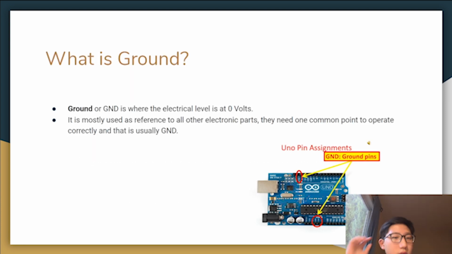What is ground? Ground, or GND, is where the electrical level is at 0 volts. It is mostly used as reference to all other electronic parts because they need one common point to operate correctly, and that is usually the GND or the ground. So for example, if I had point A and point B, and I were to measure between these 2 points, I will set point A as my ground or my reference point and measure to B.